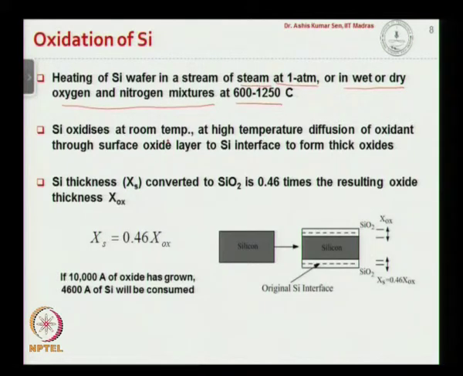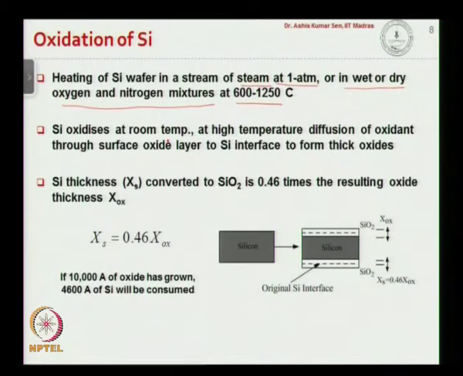If you expose a typical silicon substrate to air, it would always have an oxide layer on the surface, it would oxidize. However, if you subject it to high temperature, then you can grow thicker oxide layers. So if you want to grow a thicker oxide layer, you have to subject the wafer to high temperature. Silicon oxidizes at room temperature, and at high temperature the diffusion of oxidant through the surface oxide layer will happen to create the thick oxide layer that is required.